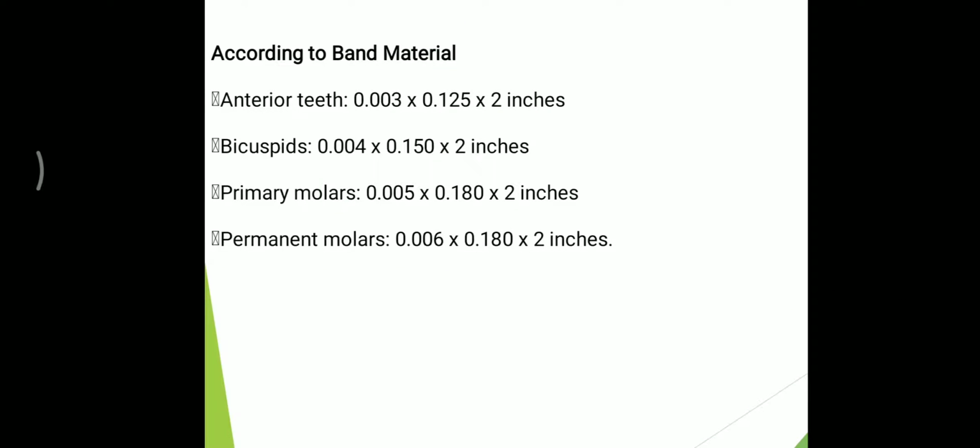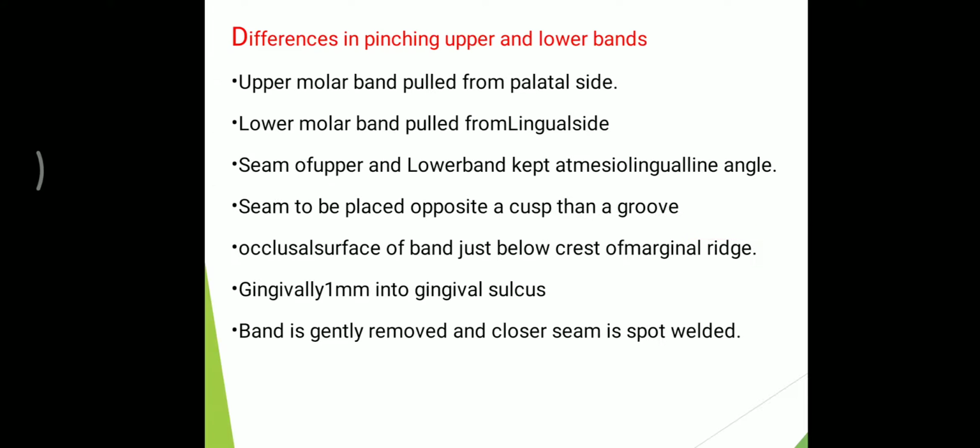And now let's see the band materials. For anterior tooth, the band materials used are 0.003 into 0.125 into 2 inches. For the bicuspids, it is 0.004 into 0.150 into 2 inches. For the primary molars, we go for 0.005 into 0.180 into 2 inches. For the permanent molars, the size of the band material we go for is 0.006 into 0.180 into 2 inches.